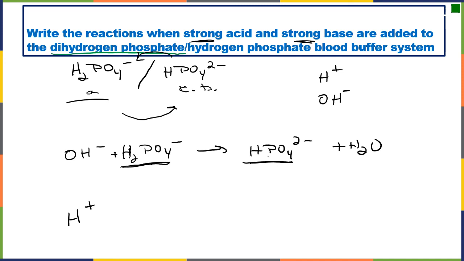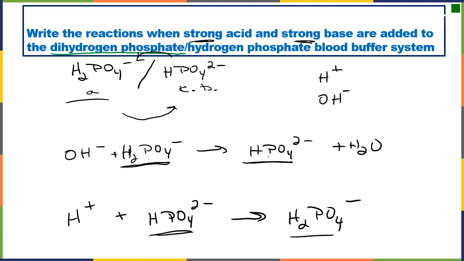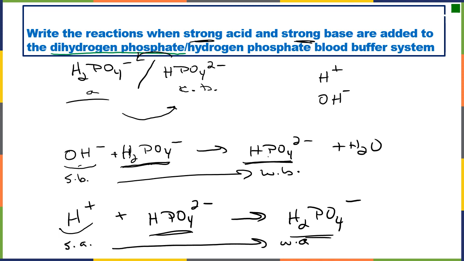If we add an H plus or an H3O plus, we know acids are going to react with bases, so it's going to react with HPO4 2 minus, don't lose your charges, and it's going to make H2PO4 minus. And here, again, it's a buffer. What do buffers do? They neutralize added strong acid and base. How do they neutralize it? They convert it into a weak one. So a strong base has been converted to a weak base, and here a strong acid has been converted into a weak acid. These are going to have a very small change in pH, which allows it to resist change in its pH. Buffers.